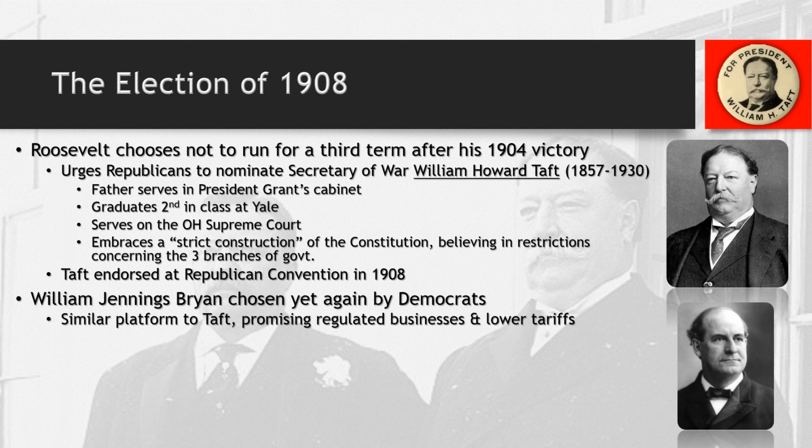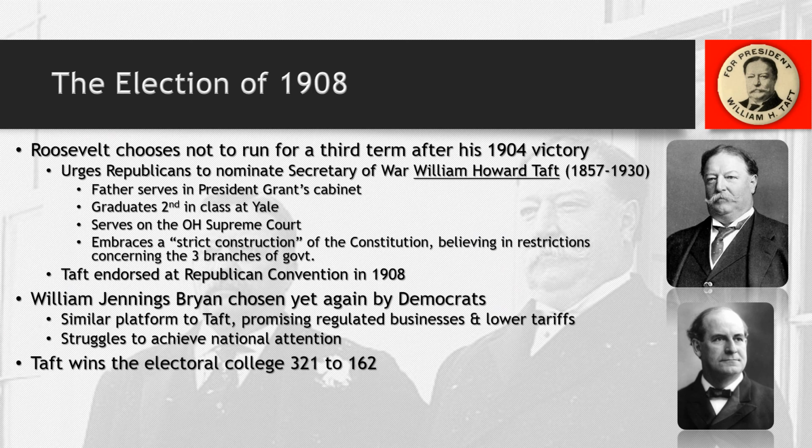And his platform is very similar to Taft's. He promises that we're going to regulate businesses, we're going to lower tariffs, we're going to try to get the U.S. on a world stage in terms of its markets. But he doesn't get a whole lot of national attention, again, because Roosevelt has created such an ostentatious atmosphere, and he's endorsed Taft. Taft is basically able to ride Roosevelt's coattails for a long time. And Taft does win the election. He ends up winning the Electoral College 321 to 162.